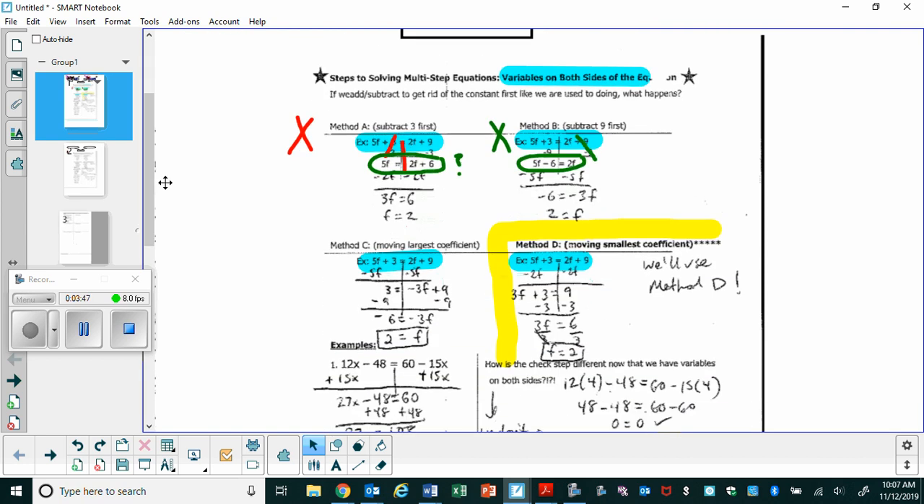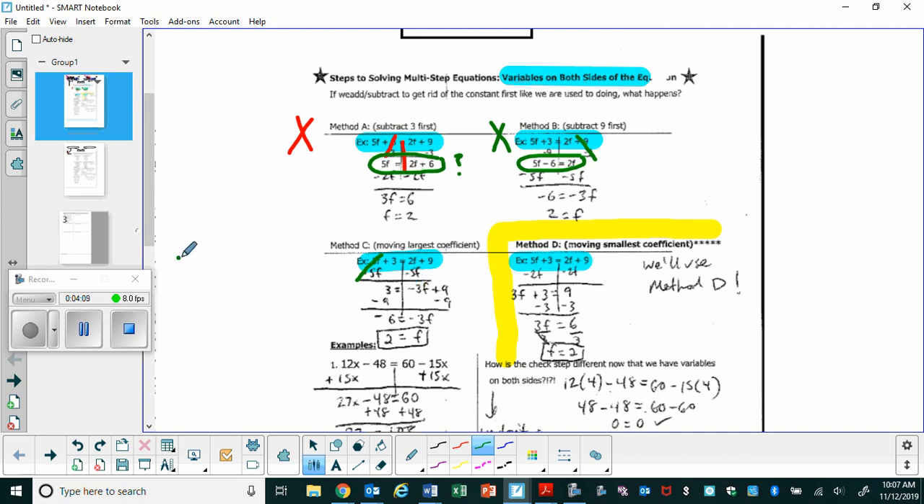Now, for method C, this is if you go after moving the largest coefficient first. So what we're saying is, let's take away all 5 bags over here, and that'll cancel out, and we'd be left with 3 marbles. But if you have the 5 subtracted from the 2, right here, you walk right into having a negative coefficient.